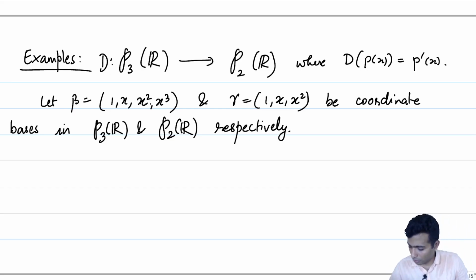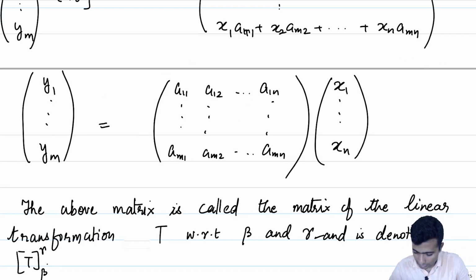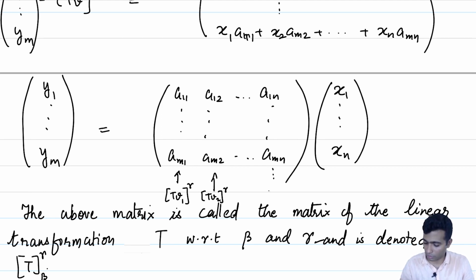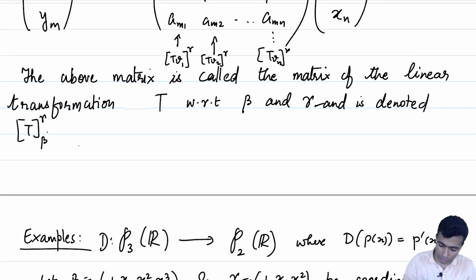So one point I would like to note here is that each of the columns, if you observe carefully, turns out to be the coordinate vector of TV. So this is the coordinate vector of TV1 with respect to gamma. This turned out to be the coordinate vector of TV2 with respect to gamma. This turned out to be TVN with respect to gamma.